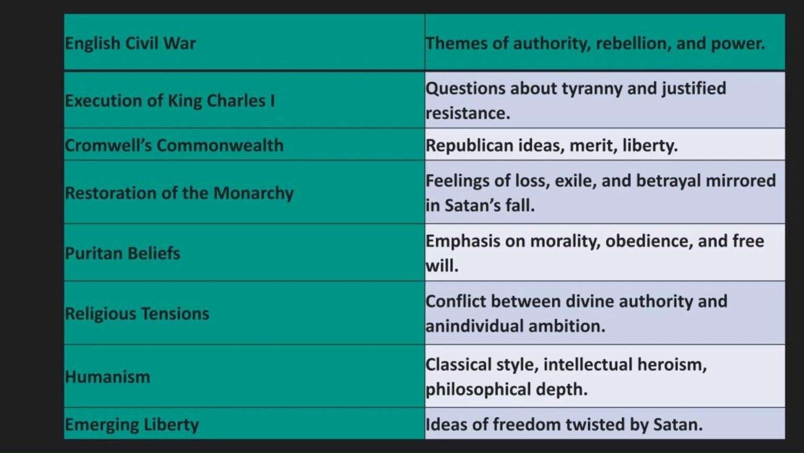Religious tensions: conflict between divine authority and individual ambition. Humanism: classical style, intellectual heroism. Philosophical depth. Emerging liberty: ideas of freedom twisted by Satan. Puritan beliefs: emphasis on morality, obedience, and free will.